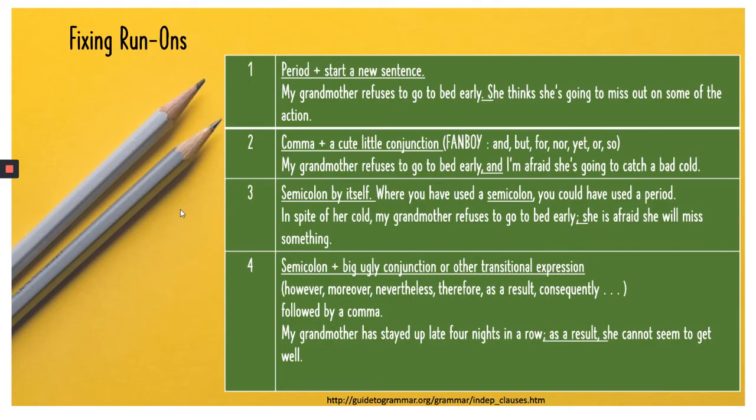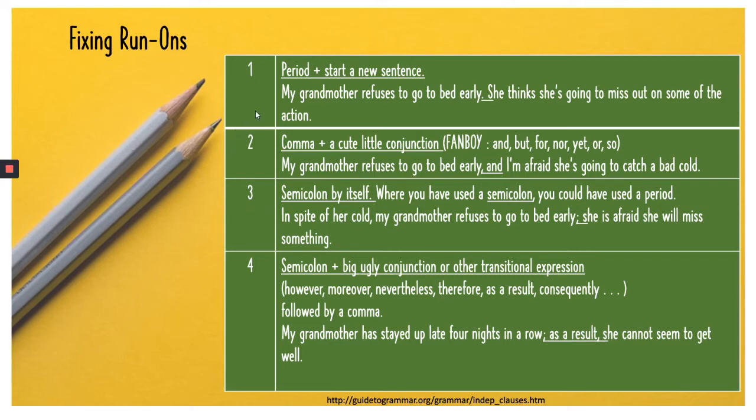So let's look at some of the ways that we can fix a run-on sentence. There are 4 ways to fix a run-on sentence, and depending on what you are writing, you may find that you're using one way more than another, and that's perfectly all right. What's important to remember is that each way to correct a run-on has its own place, and you need to be comfortable using all of them.